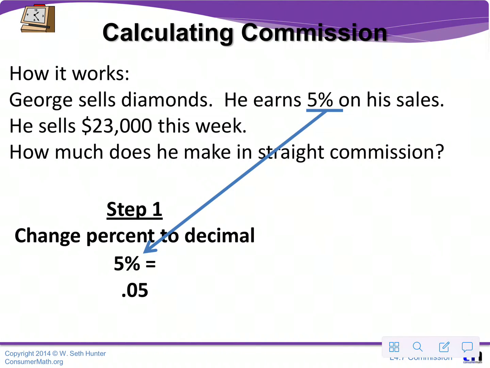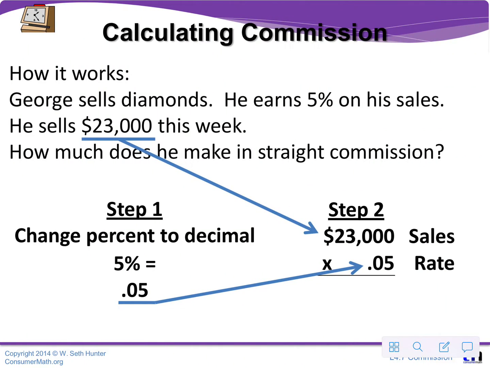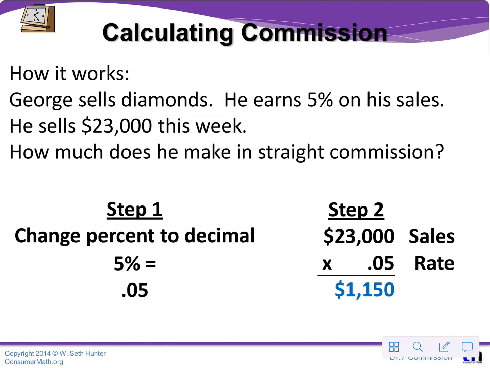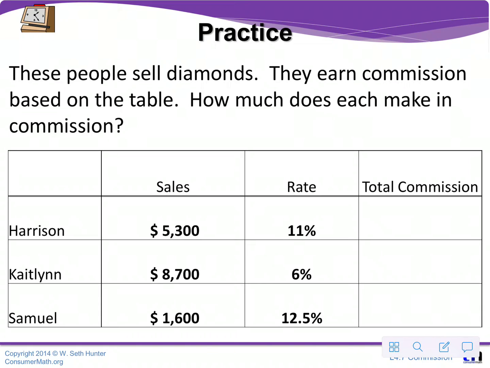So we're going to change the percentage to a decimal, then multiply it by the amount of sales that he has to get $1,150. These people sell diamonds. They earn commissions based on the table. How much does each make in commission?